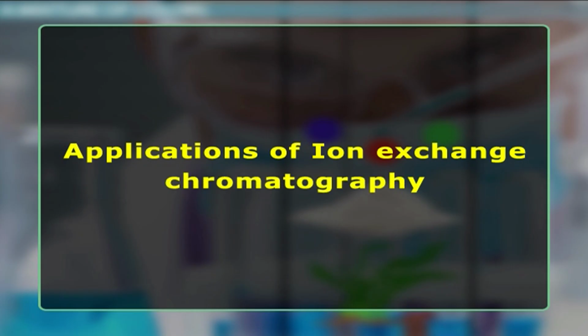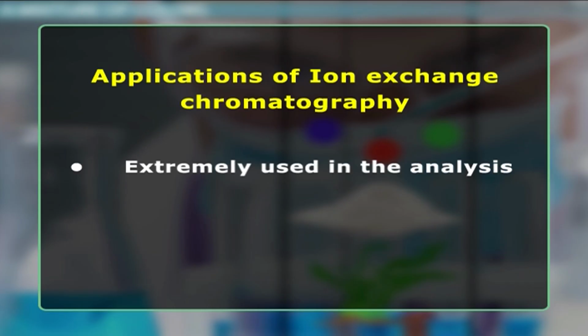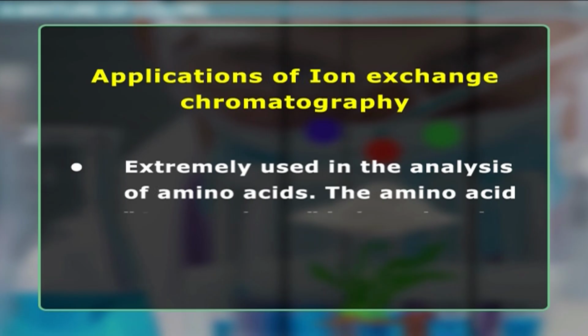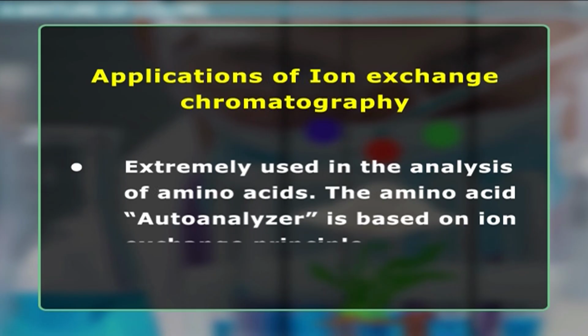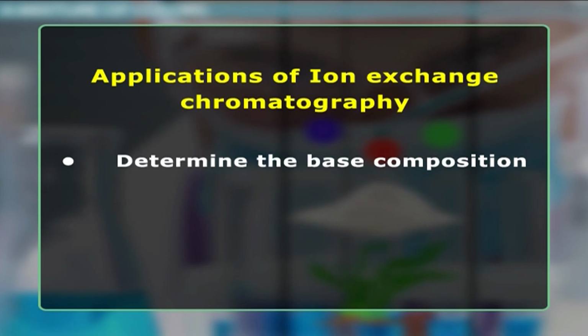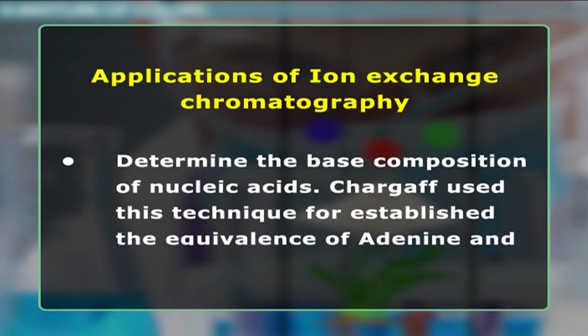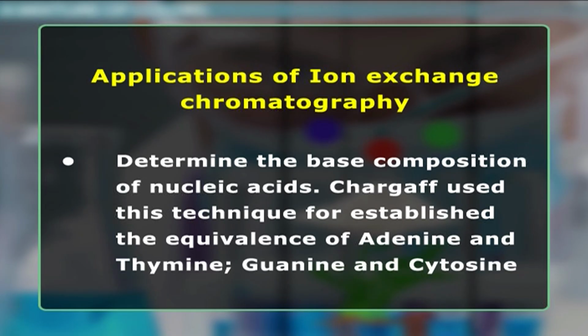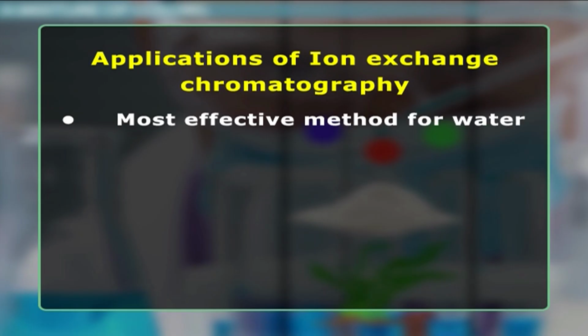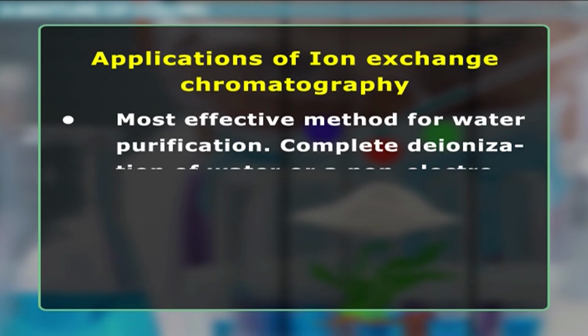Now, the applications of ion exchange chromatography. The important applications of ion exchange chromatography are as follows. It is extensively used in the analysis of amino acids. The amino acid autoanalyzer is based on the ion exchange principle. To determine the base composition of nucleic acids, Chargaff used this technique for establishing the equivalence of adenine and thymine, guanine and cytosine. This is the most effective method for water purification.